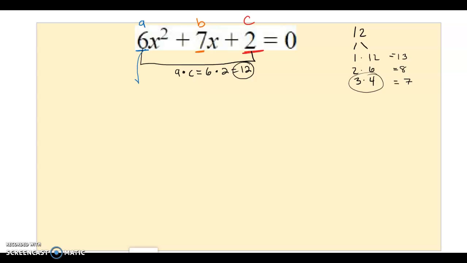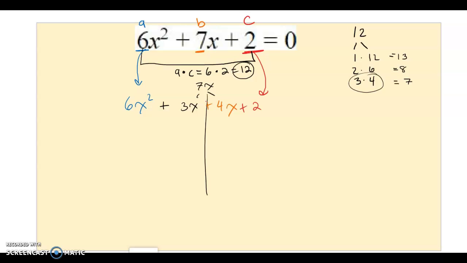So what you're going to do is take your A term down here, 6x squared. I'm going to take my 3x, because I broke up my 7x into 3x. And bring my 2 down here. And my 4x. Okay? Now I'm going to group them together.